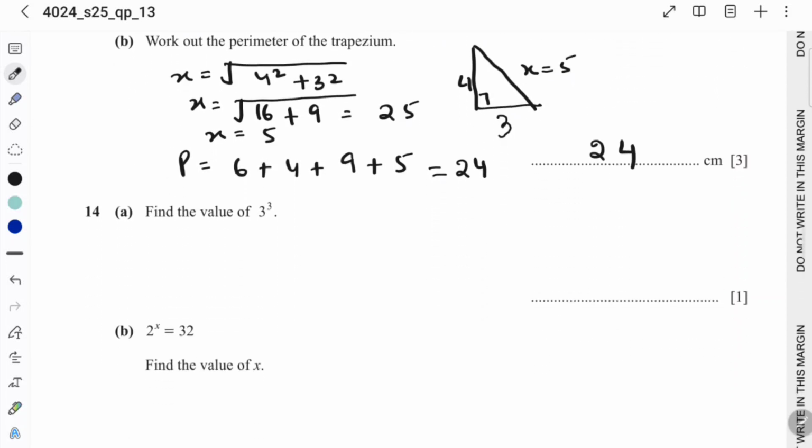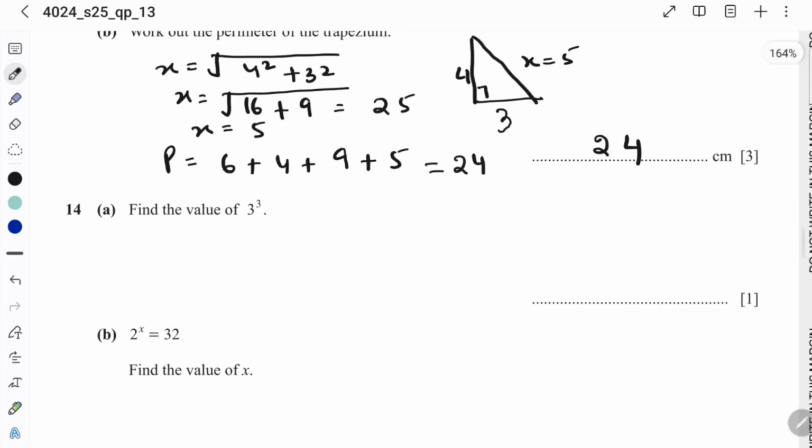Go to question number 14 now. Find the value of 3 cube. 3 cube means you are multiplying 3 by itself 3 times. 3 into 3 into 3, you all know that it's 27. 9 times 3 is 27.